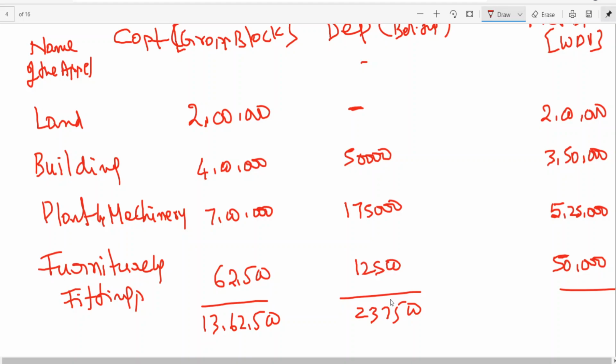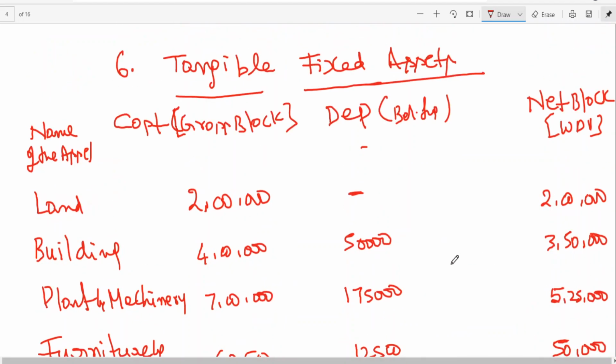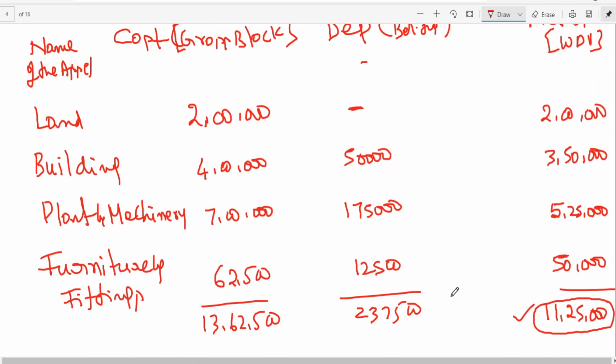You are getting 11 lakhs 25,000. Now this will be taken to balance sheet. Is this clear? For your information, I am rounding it off. It is not required. This total will be taken to where? Balance sheet. So the sixth asset also has been completed.